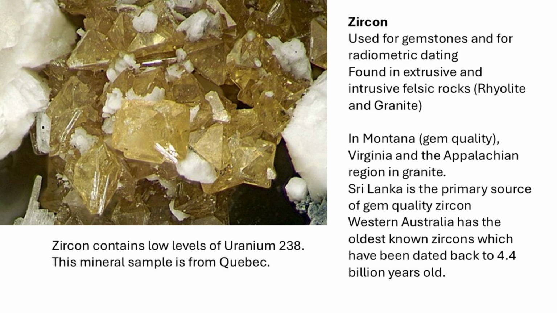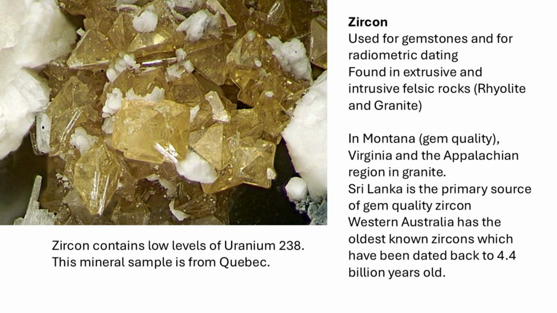The next mineral that was mentioned was zircon. Zircon is used a little bit for gemstones, but it's used more frequently for radiometric dating. So this is the mineral that contains very, very low levels of uranium-238. And based on the radioactive decay of the uranium that is encased in the zircon, scientists can determine exactly how old that particular crystal is.